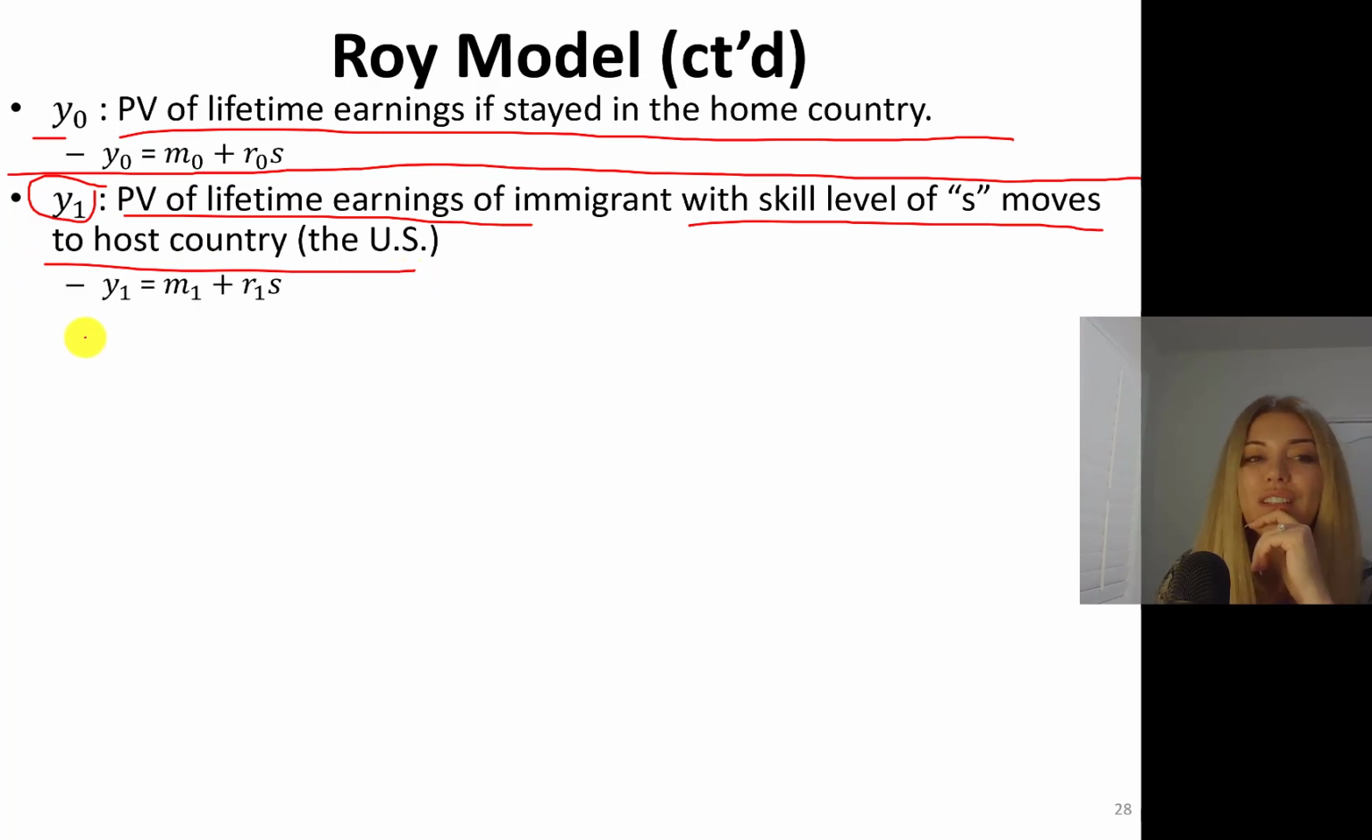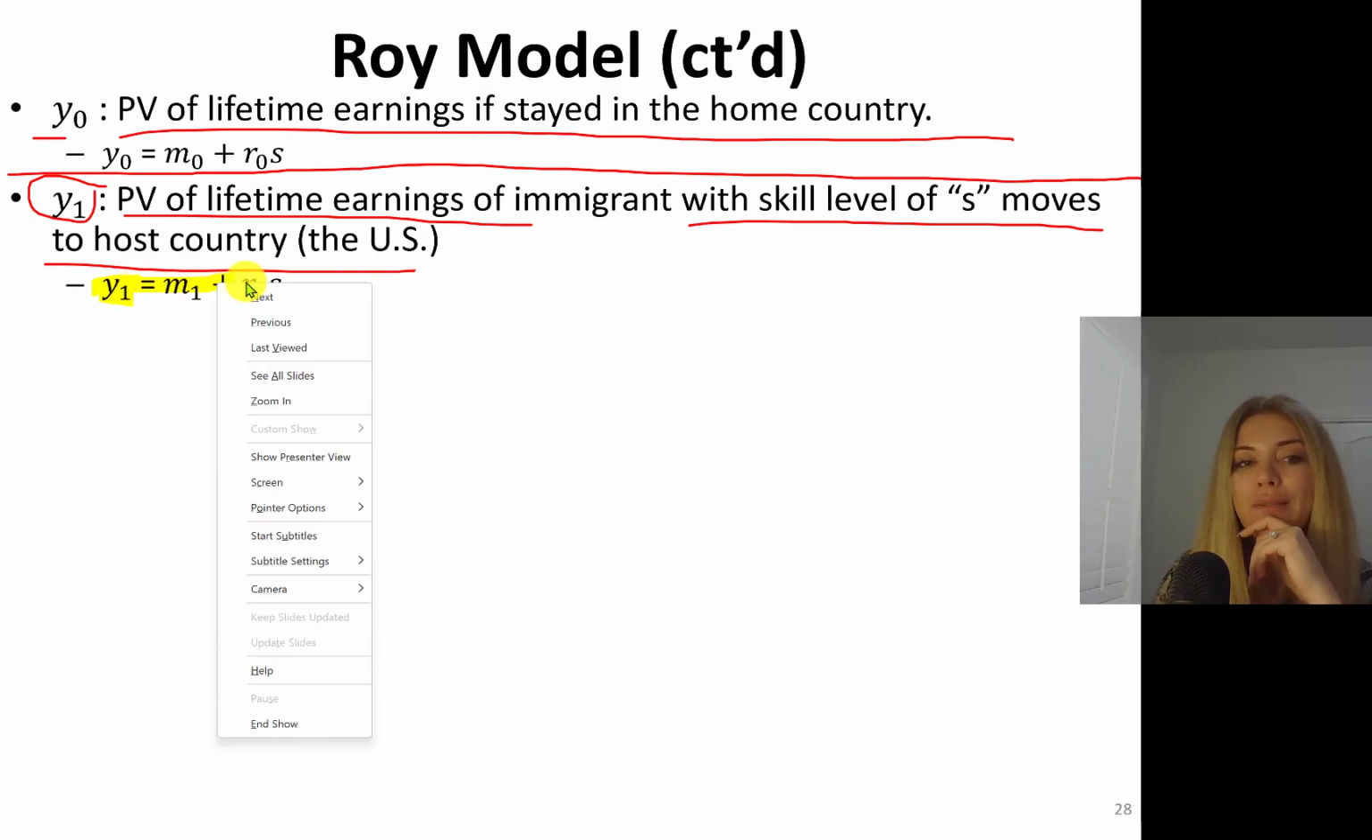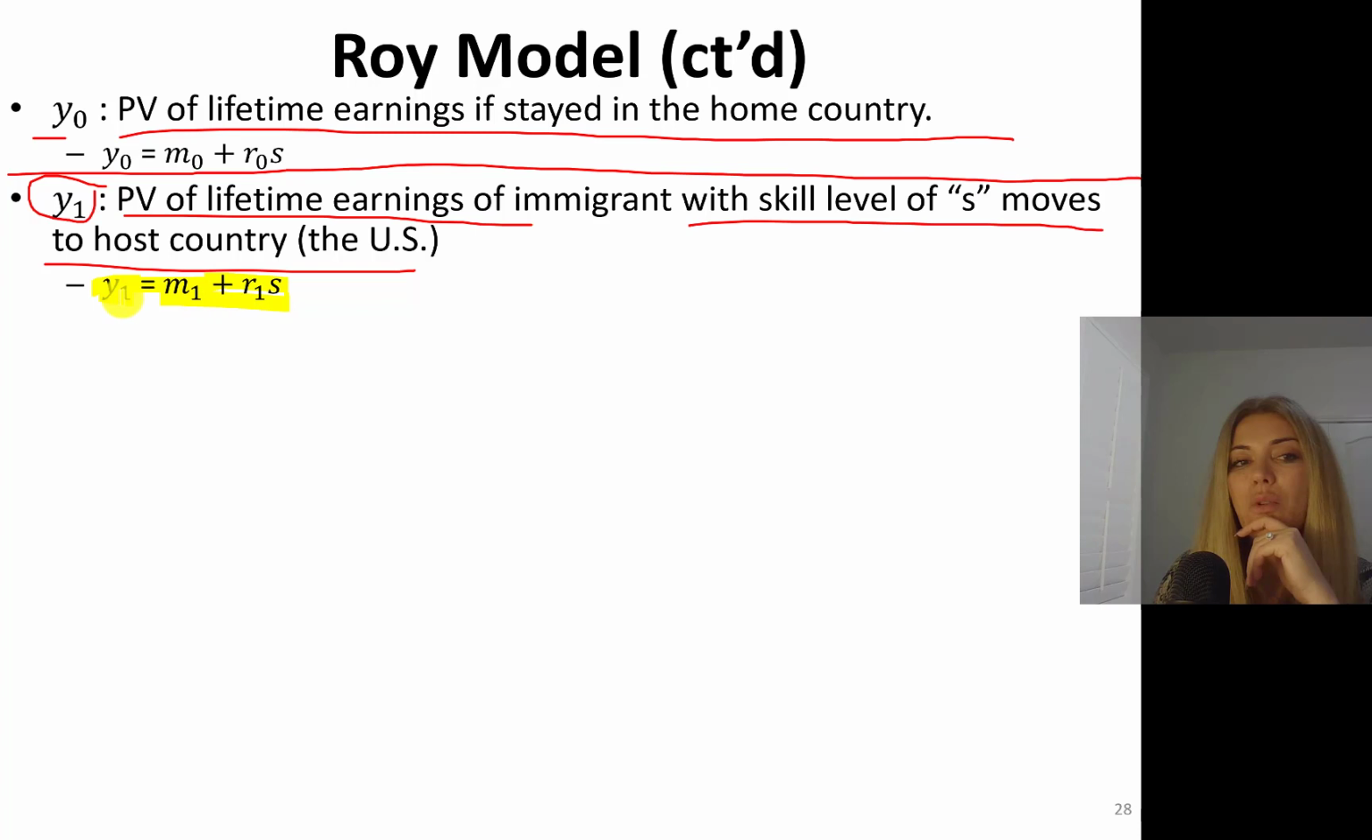Okay, so it's very similar. It's going to be Y1, different lifetime earnings, right? You're going to move if this is greater than Y0. Y1 equals M1 plus R1S. So your skill level is still S. Again, this model's assumption is that your skill level perfectly transfers to the new country, the United States. But your lifetime earnings as an average individual, man or woman, will be different. And also the return to skill will be different.